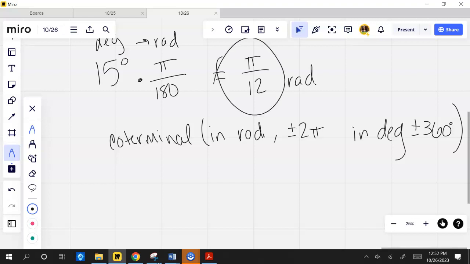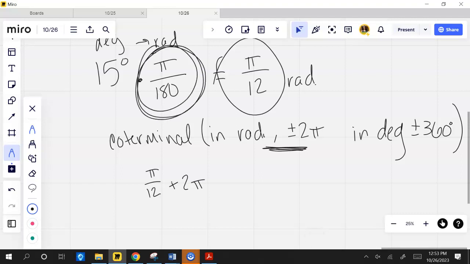How did you get 12? 180 divided by 15. All right, so for the positive, pi over 12, since that's radians, I'm going to add 2 pi. But how did you get pi over 12? I multiplied by pi over 180. Fifteen times pi over 180.